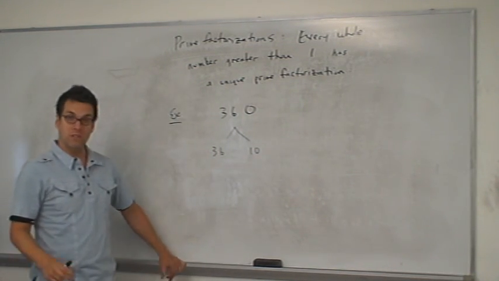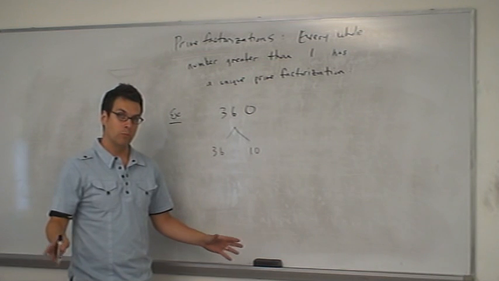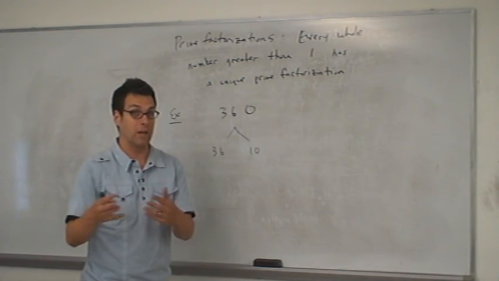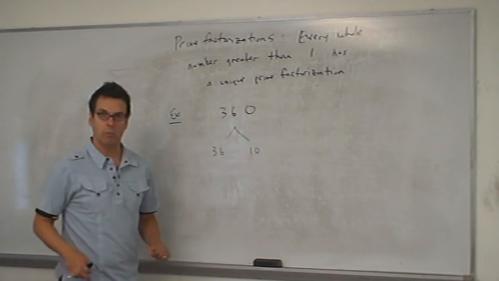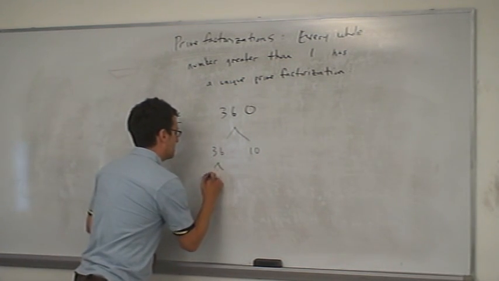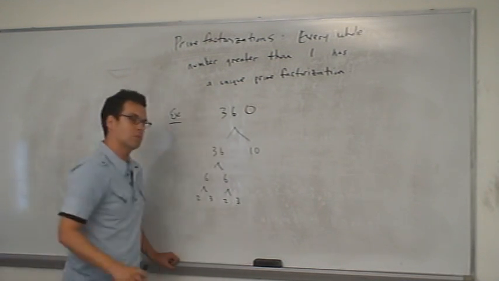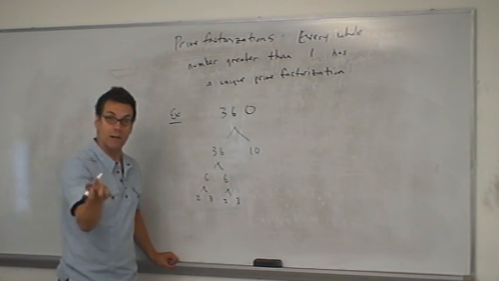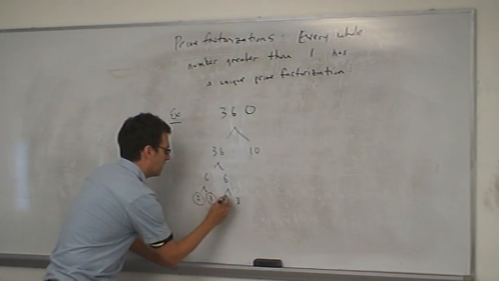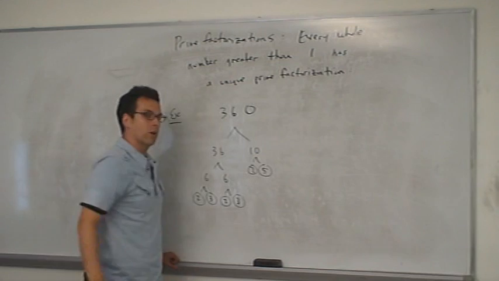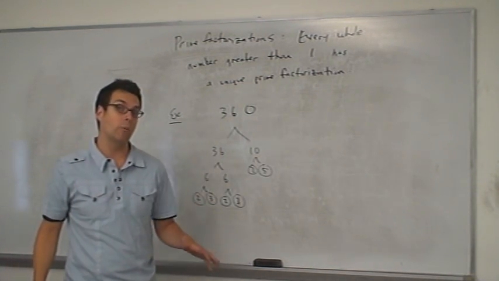And if either of these factors are prime, we're going to stop with that factor because prime numbers, remember, don't have any divisors other than themselves and 1, so we can't break them down any further. Neither of these are prime, however. 36 can be written as 6 times 6, and each of these 6's can be written as 2 times 3. Now, 2 and 3 are both prime. They cannot be broken down any farther, so we might circle those. 10 also is not prime. It can be broken down to 2 and 5, but both 2 and 5 are prime.